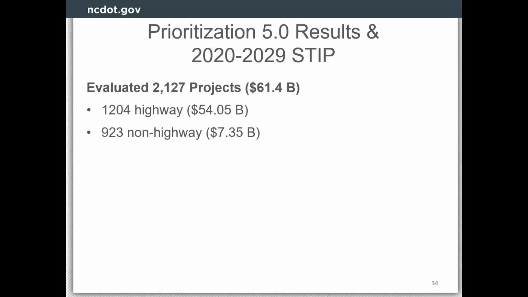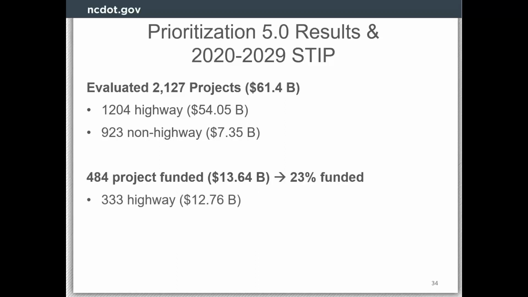over 7 billion. I'm always struck by how the number of projects are pretty close, but the cost difference is just dramatic, about how expensive our highway projects are. We funded about 23% of what we evaluated. We funded 484 projects at $13.5 billion. 2/3 of those were highway projects nearing 13 billion, and then 151 non-highway, a little less than $1 billion.